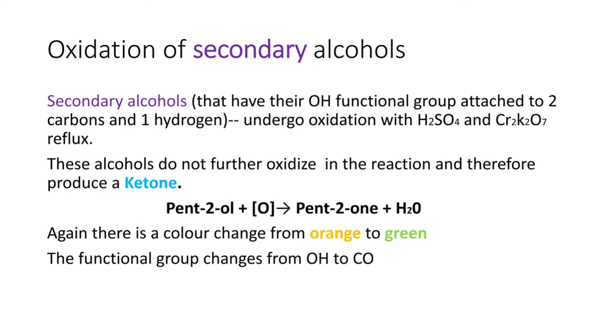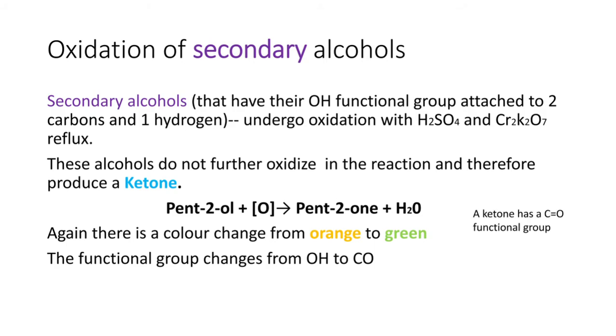Next, we also have the oxidation of a secondary alcohol. A quick recap: a secondary alcohol is an alcohol with the OH functional group attached to two carbons and one hydrogen. These alcohols undergo oxidation with sulfuric acid and potassium dichromate to form a ketone. It forms a ketone as ketones are not able to oxidize any further. Here we have pentan-2-ol plus oxygen being oxidized into pentan-2-one, a ketone, plus H2O. Again, there is also a color change from orange to green.